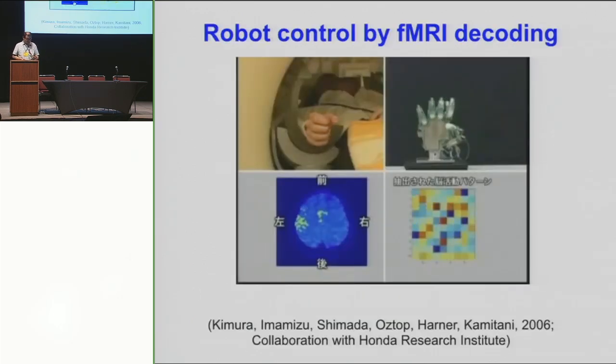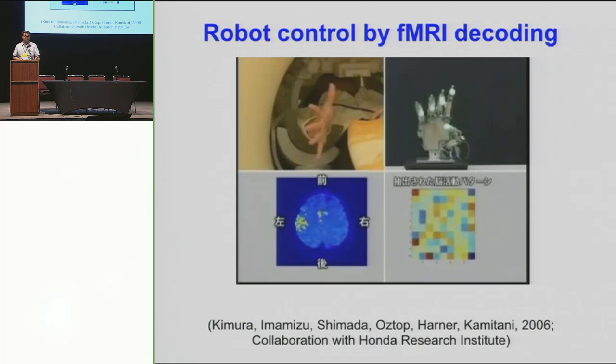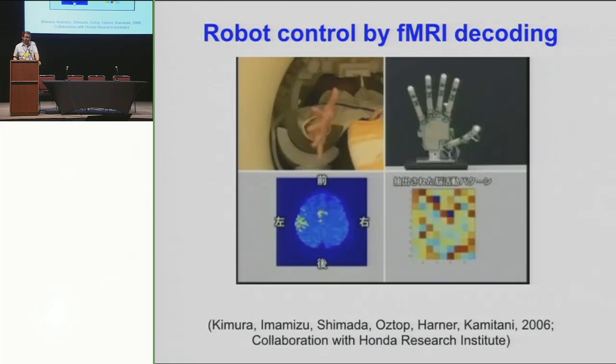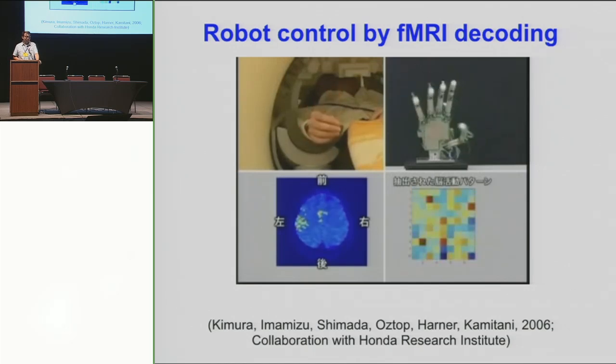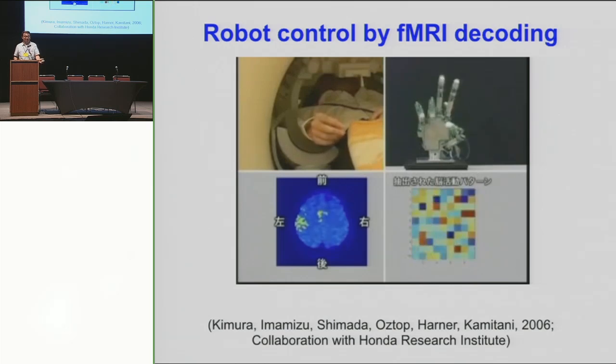Let me start with this movie. The subject is lying in the scanner and doing a rock, paper, scissors movement, and the brain activity is measured in real time, and particular voxels are selected. This is translated into robot movement, so that the robot mimics the subject's hand movement. And now it's going to change to scissors. The robot is not realizing. It's now thinking, now it changed. So, it takes some time. This is because of hemodynamic delay.